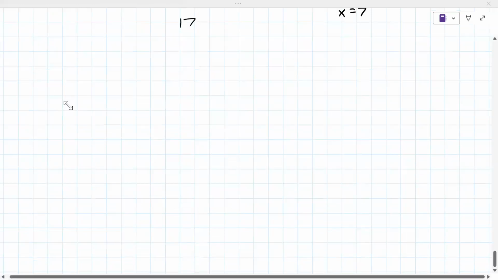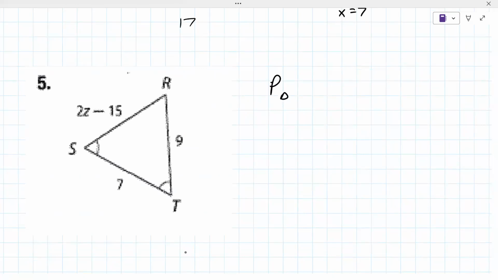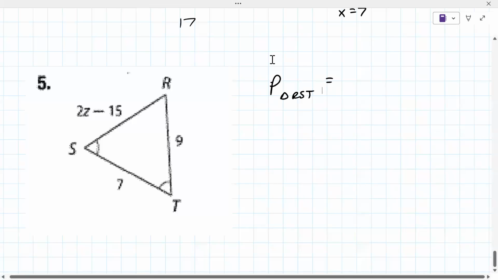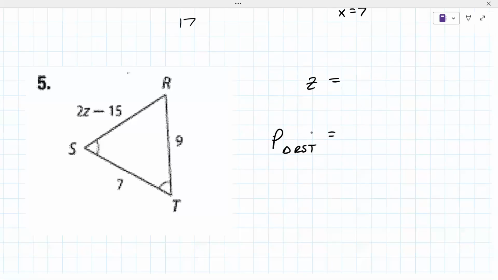We're going to do perimeter again. I want the perimeter of triangle RST. And actually, to be clear here, you should solve for z first. I mean, you don't have to for what I asked for. Does that say 2z minus 15? It does, yeah. Wait, what sides are equal here? Is RT equal to ST? Okay, yeah, it was just slanted at a weird angle, but I got it.